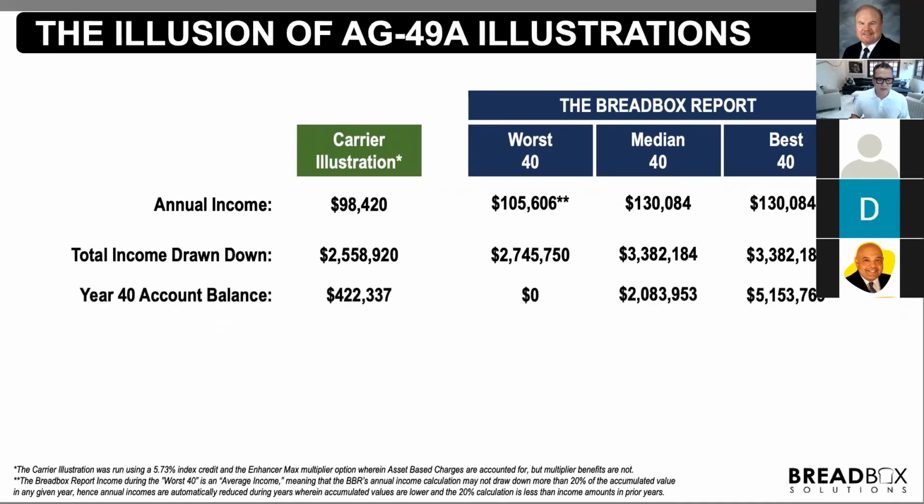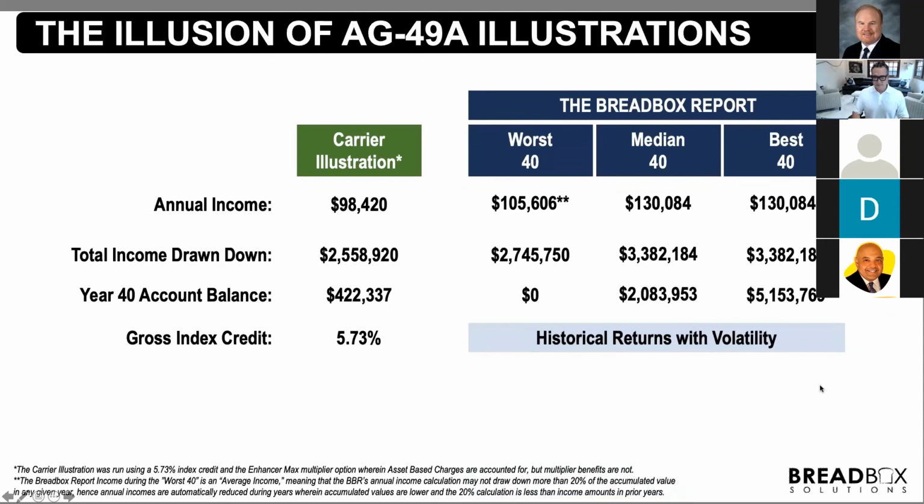And then let's look at the 40-year account balance. Look at the median 40 right here. We have drawn down 3.3 million in income versus 2.5 and have over $2 million in account value after 40 years versus 400 grand in the carrier illustration. Pretty compelling.